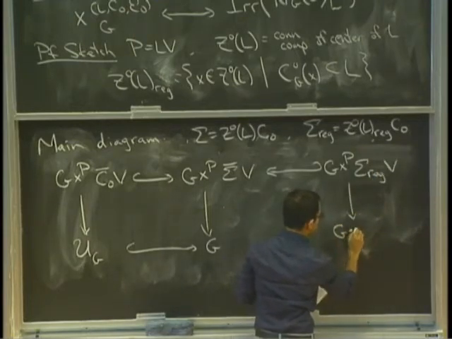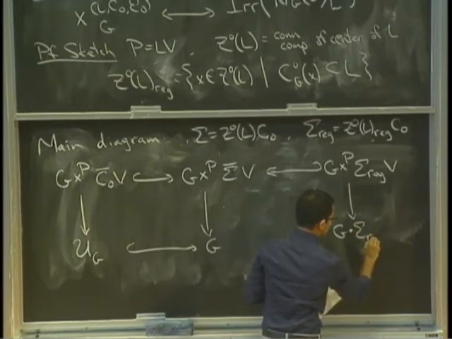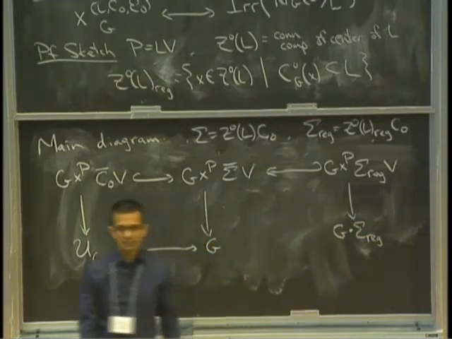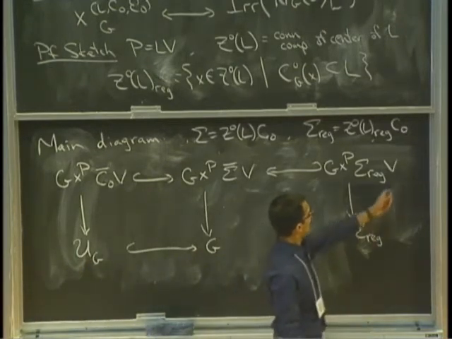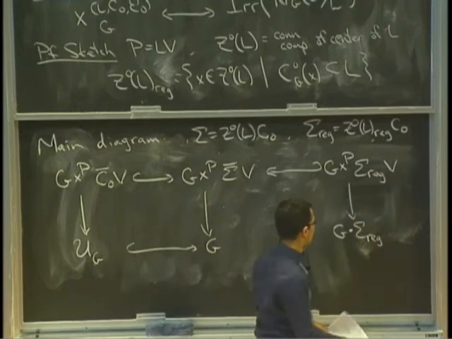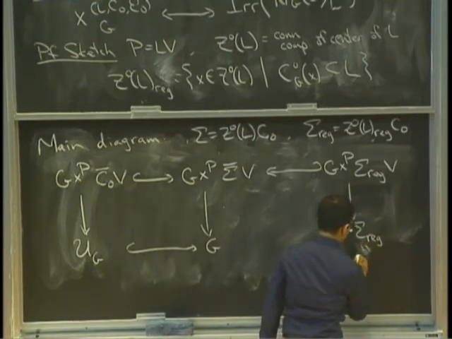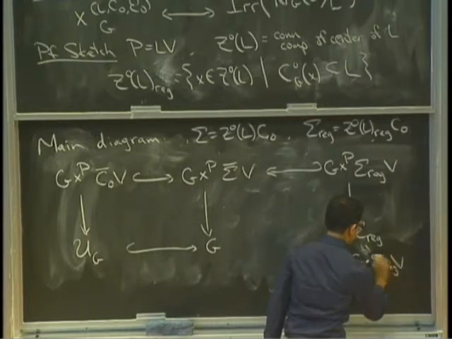And then what goes down here, I'm just going to write g dot sigma reg. So sigma reg is some subset of the Levi, and then I want to just take all g conjugates of that. And I'm omitting the v here. You could put the v if you want, but it turns out that these are just equal.